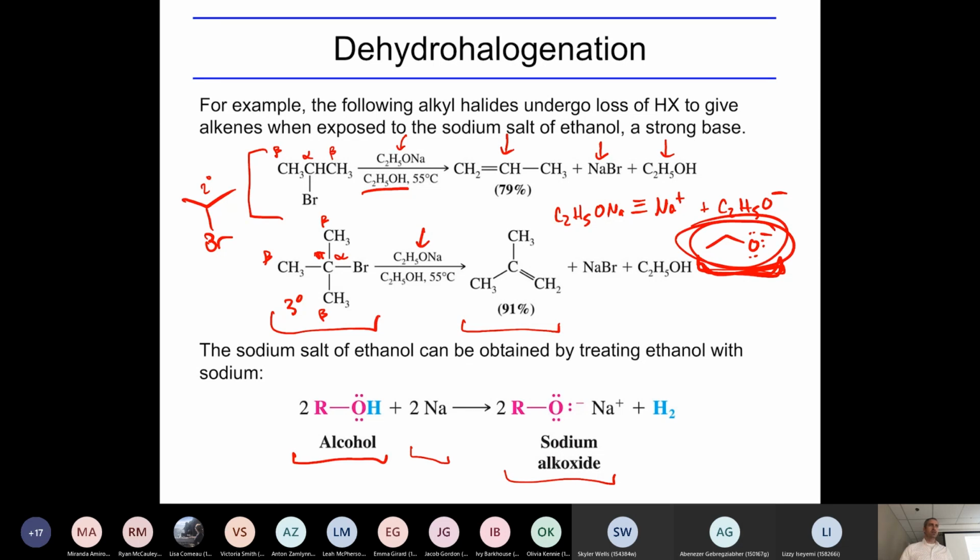SN2 isn't very good anyway because we're using a protic solvent. Right? Ethanol is a protic solvent because it can hydrogen bond. And we said protic solvents are not great for SN2 because they slow down the nucleophiles, forming solvent shells around them. Great for SN1, but not for SN2.